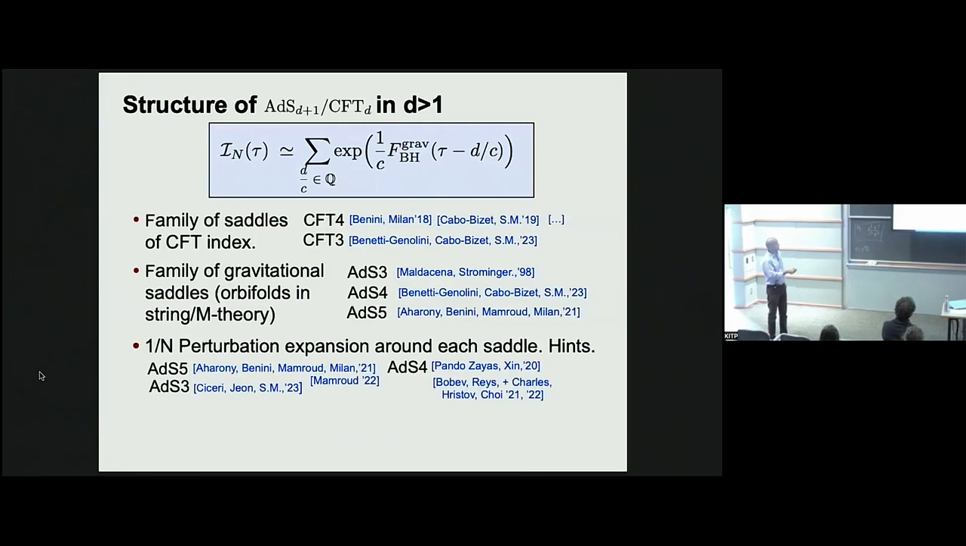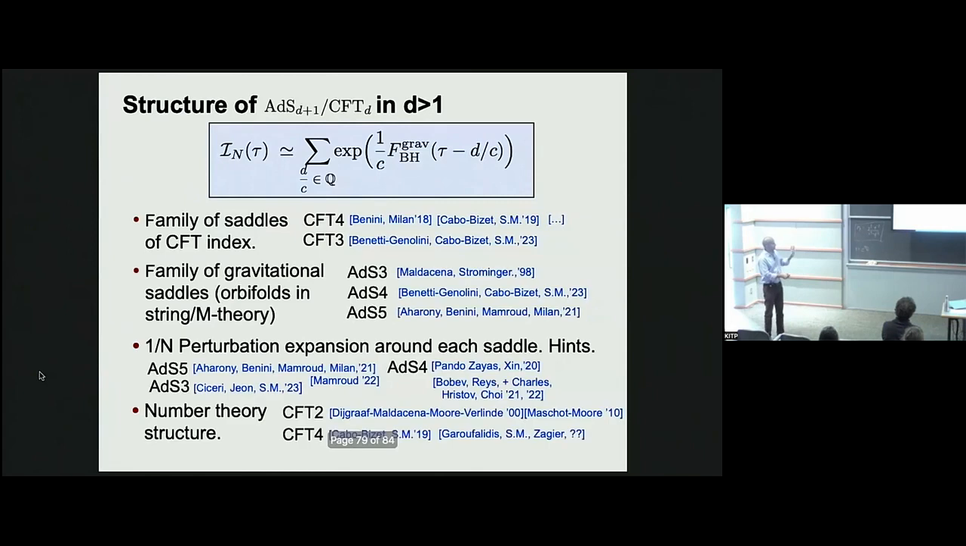Then there's a 1 over n expansion. Here it's much less understood, but there are certainly hints. So this works in various AdS spaces, but my hope is that eventually we'll learn how to calculate these things also in gravity. And then finally there's this number theoretic structure, which is very mysterious beyond 1 or 2 dimensions, because there's no modularity really. There's an S1 times S2 or S3, but it seems that there is some underlying sort of broken modularity or something like that.